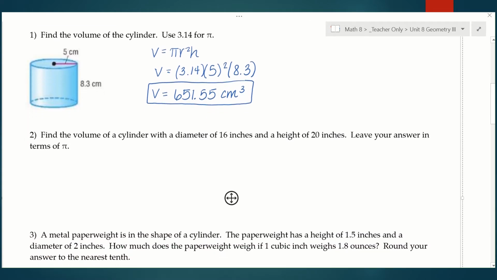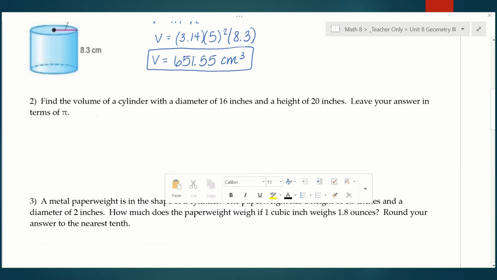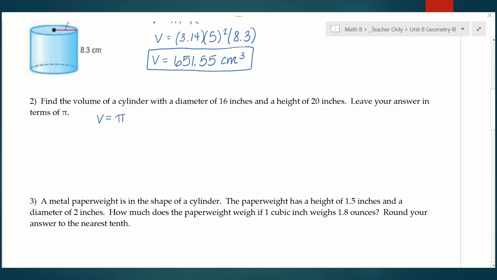Okay, number 2. Find the volume of a cylinder with a diameter of 16 inches and a height of 20 inches. Leave your answer in terms of pi. Okay, so again, let's start with our formula. And by the way, you guys will be given these formulas for volume. I don't think I said that in the last lesson. You do not have to have these memorized. For the final exam, for any state test that you have, they will be provided for you.